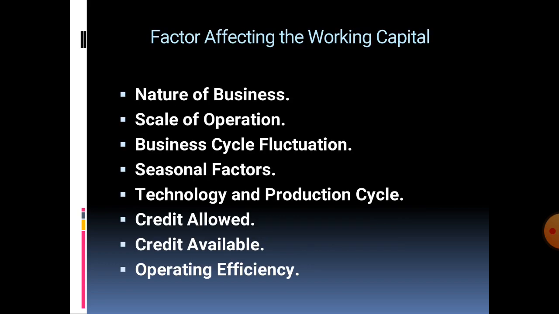Now moving ahead in the chapter, we will discuss the factors affecting working capital. The first one is nature of business, scale of operation, business cycle fluctuation, seasonal factors, technological production and production cycle, credit allowed, credit available, operating efficiency. So the first one is the nature of business. Let us discuss in detail regarding the matter.